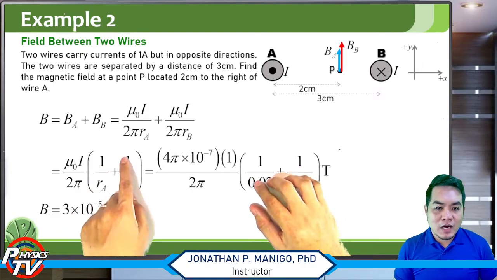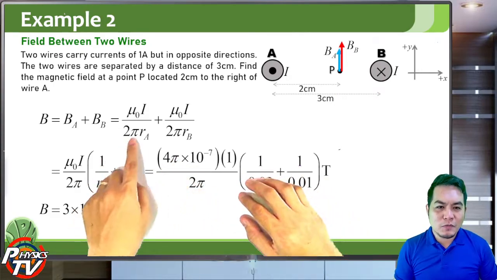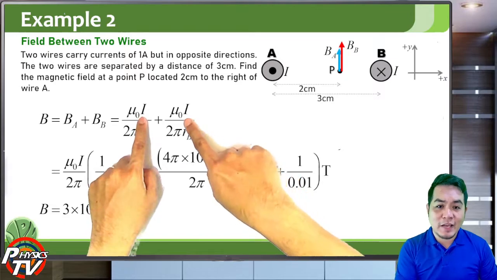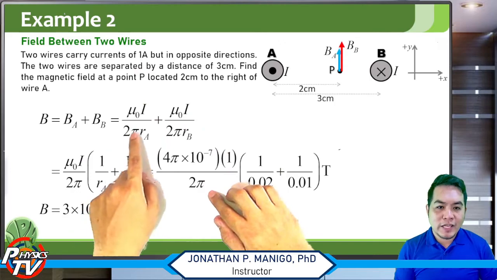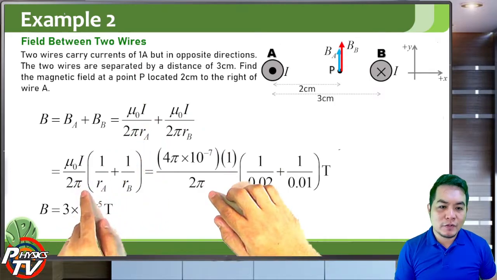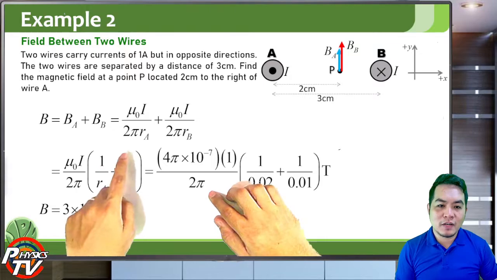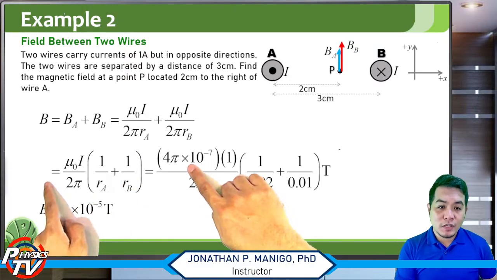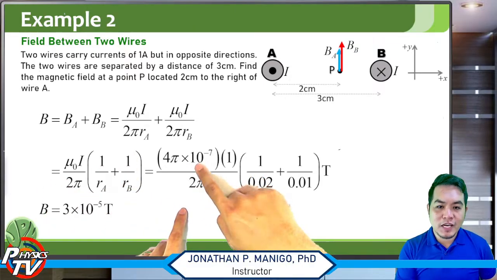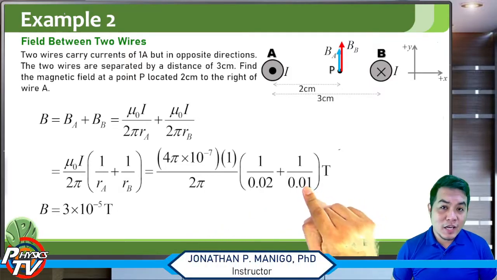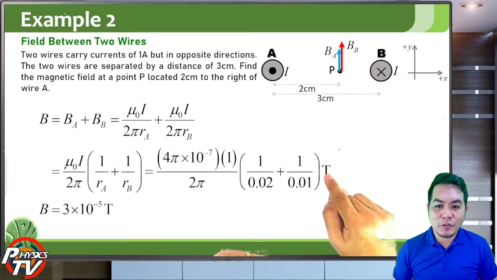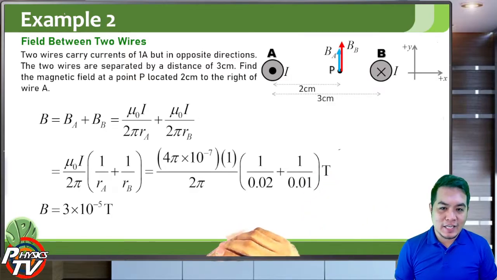So that it will not be a long solution. We factor out the common factors since they have the same amount of current, I equal to 1 ampere. So we take out mu naught I over 2 pi, and then you will have 1 over RA plus 1 over RB. So substitute the values. That's mu naught, and then 1 over RA. RA is 2 centimeters, or in meters, that's 0.02 meters. RB is 1 centimeter, or in meters, it's 0.01 meters. So the final unit will be the SI unit Tesla.